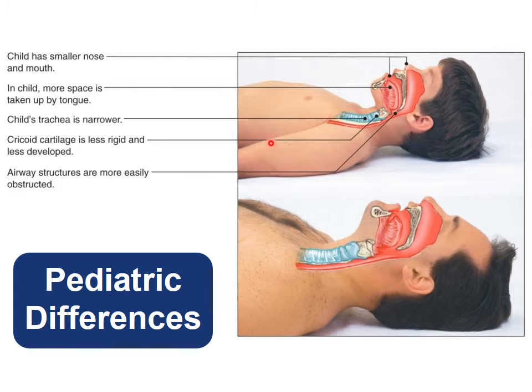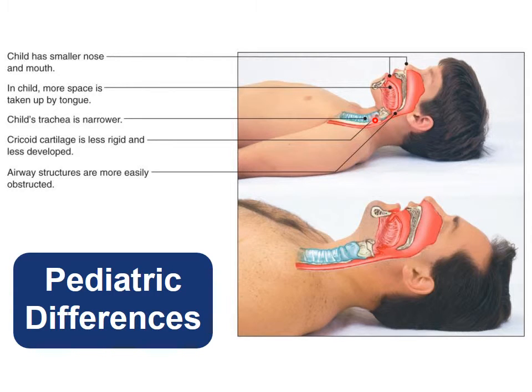So anytime we have to lay a kid supine, we actually want to pad their torso, bring their torso up so their airway is in a line. Some of the other differences, the cricoid cartilage is less developed. So if you're pressing on that airway, it may be easier to occlude the airway.